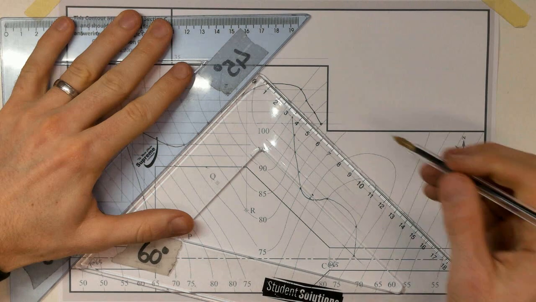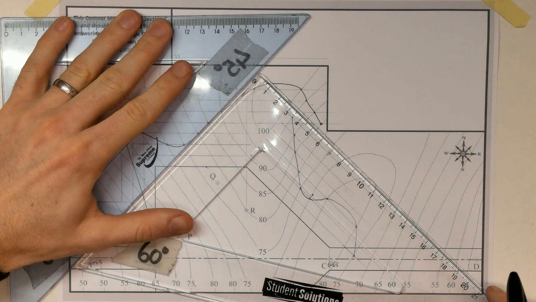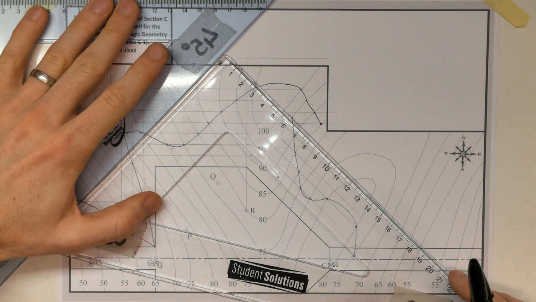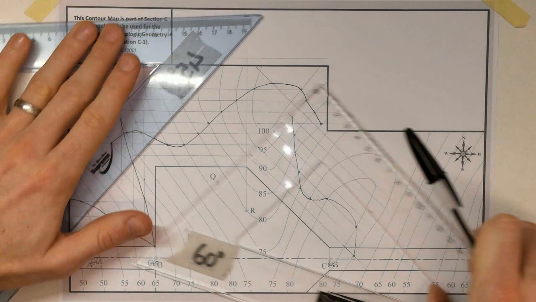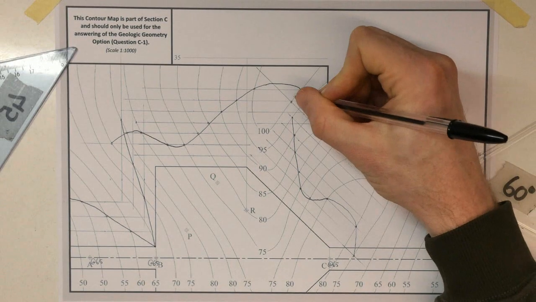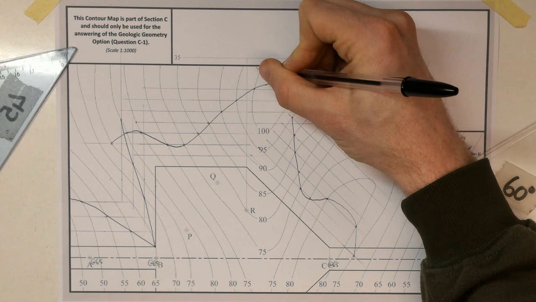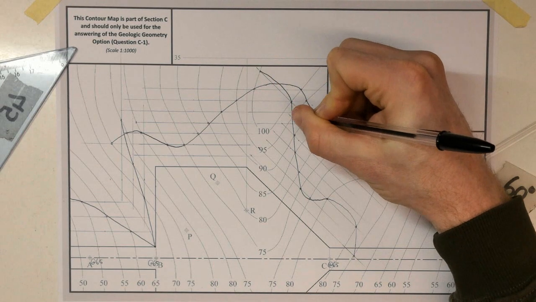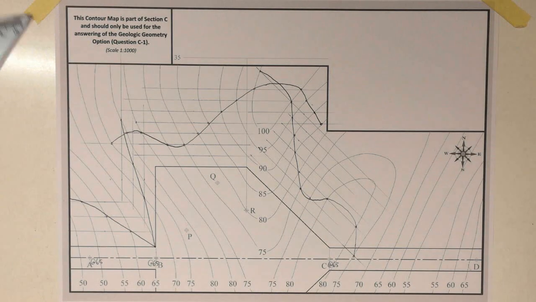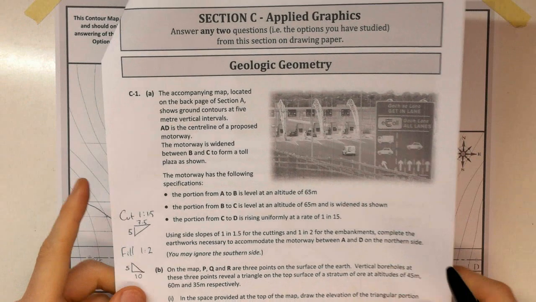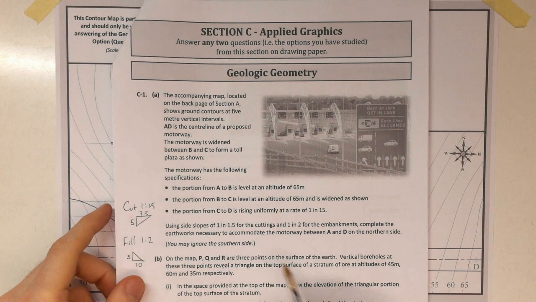One more line. That's all 100 and that's 100 again. Okay. So there are all my contours as far as point C.